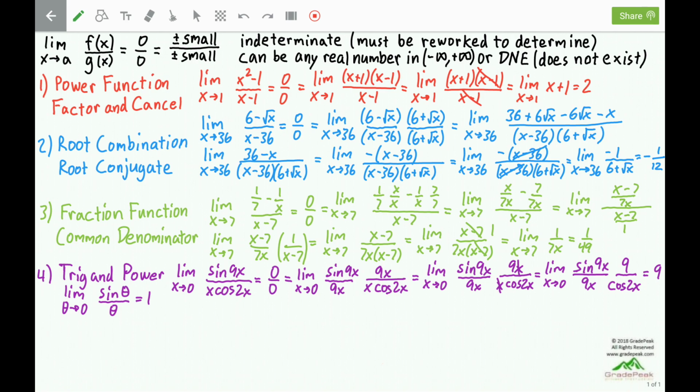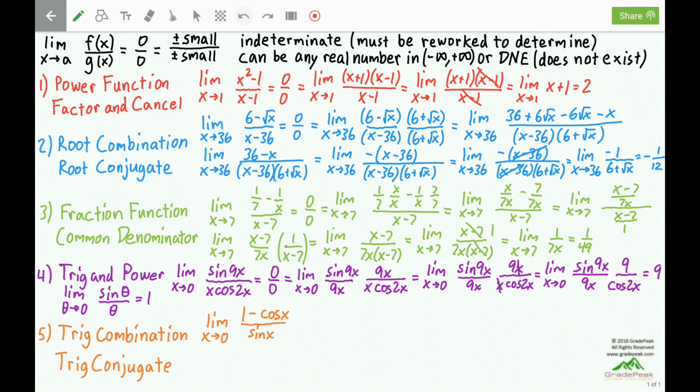Now, the last type you may encounter is the trig combination. The trig combination will be kind of similar to the root combination up above. It will be a trig function involving x, and it will be added or subtracted together with at least one other term. The method by which to rework this will be the trig conjugate. So it'll have some similarities to the root conjugate that we saw up in number 2.